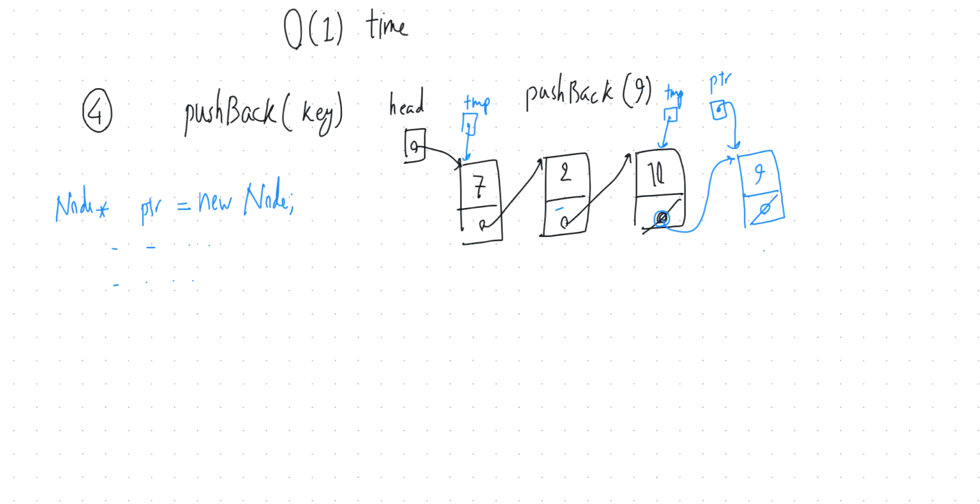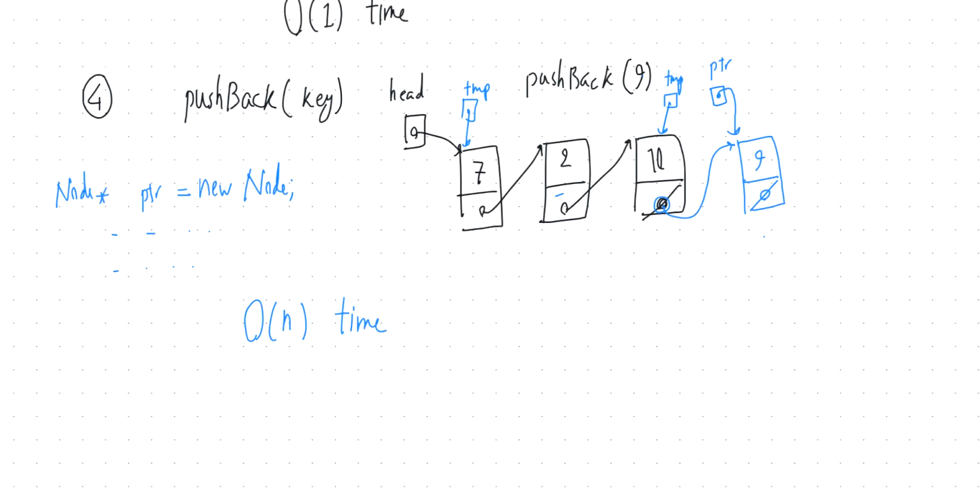But then to set up this pointer so that it points to the last node, we have to traverse the linked list, and that takes order n time. So overall, the dominant or significant part of the work is the traversal, which takes order n time. The rest is just constant that we ignore in the asymptotic notation. So that's pushback, order n time, which is slow.